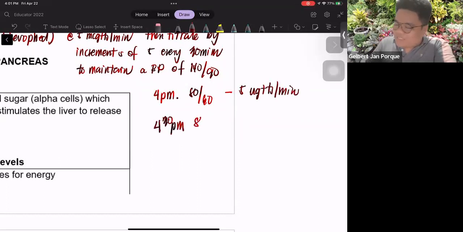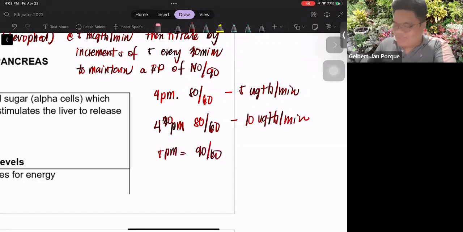After 30 minutes, when I check the patient's BP, it's still 80/60, so I will increase it by 5. Okay, I will make it 10 microdrops per minute. Let's say for example, at 5 p.m. I checked the BP and it's 90/60. I still haven't attained 140/90, so I will increase it by another 5. Okay? That's what is meant by titration.